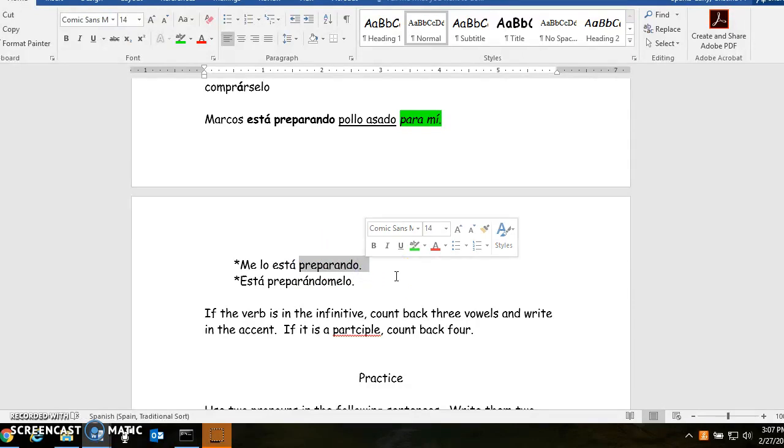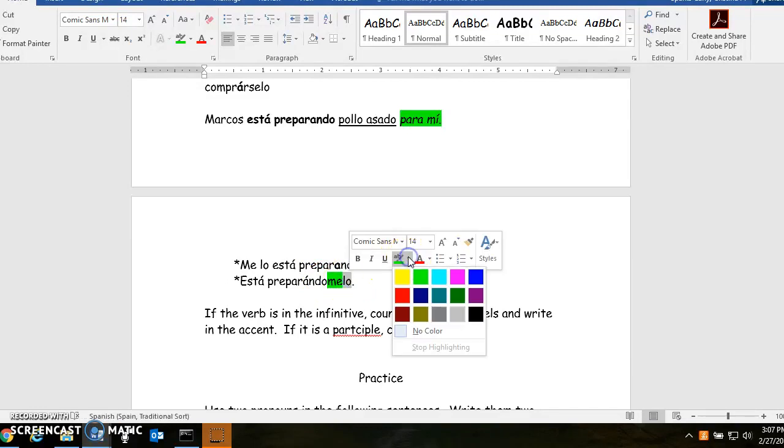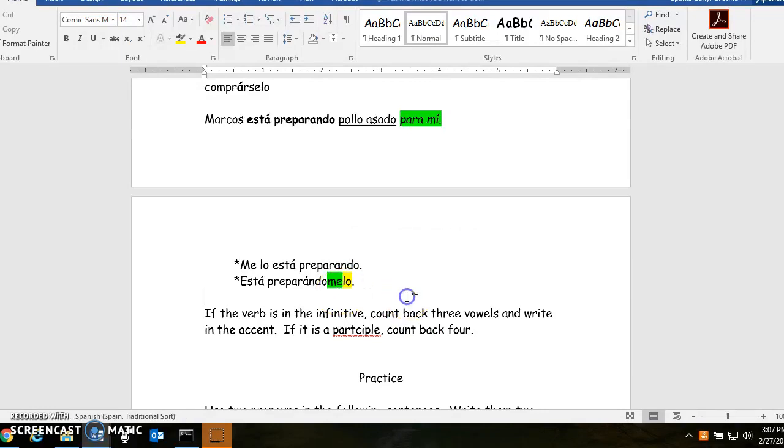Now before we go forward, let's think about this word preparando. Where's the natural stress on preparando? Preparando. It's on the A. So let's remember that. It's on the A. Preparando. Me lo está preparando. And now I'm going to take the two pronouns and attach them to the end. Put them on the end. Está preparándomelo.